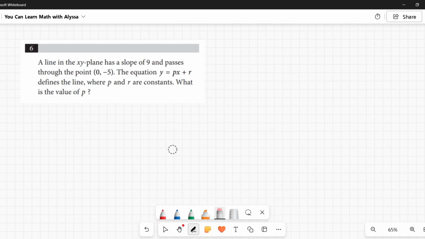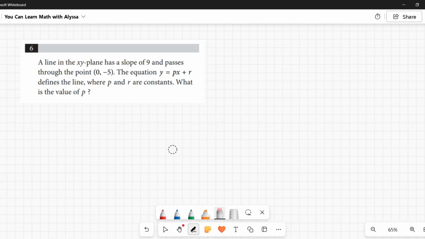Number 6, a line in the xy plane has a slope of 9 and passes through the point (0, -5). The equation y equals px plus r defines the line where p and r are constants. What is the value of p? I honestly looked at this one and thought, am I missing something?